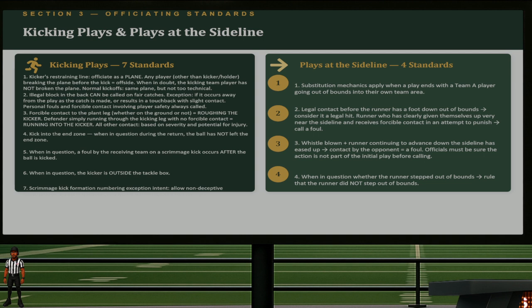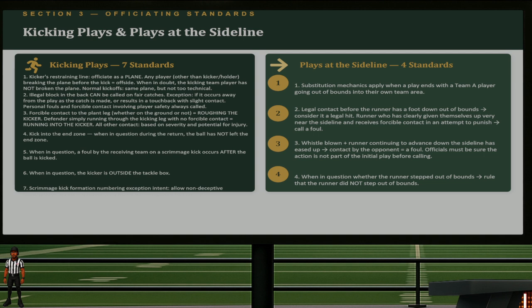Standard 3. It shall always be roughing the kicker when there is forcible contact to the plant leg, whether or not that leg is on the ground. It shall be running into the kicker if a defender simply runs through the kicking leg and there is no forcible contact. All other contact shall be based on the severity and the potential for injury to the kicker.